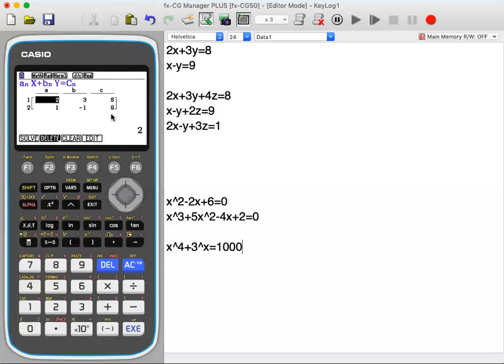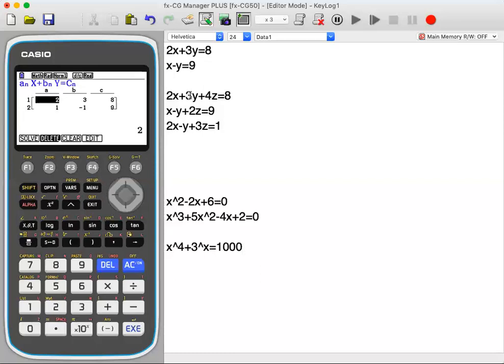I repeat again, you're just going to look at the coefficients clearly: 2, 3 and 8, 1, -1 and 9. This gives you an idea about how to solve the simultaneous equation with 2 unknowns. You press execute to get the answer. Be careful that the equation is in the standard form. Sometimes your y is on the right hand side. Make sure you first bring it into proper form in order to solve it.